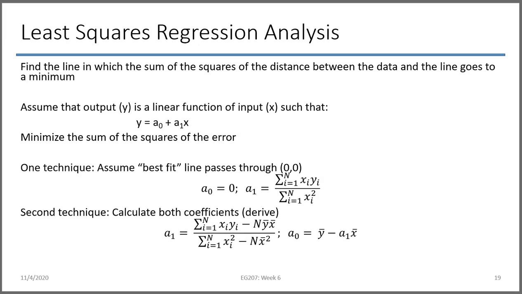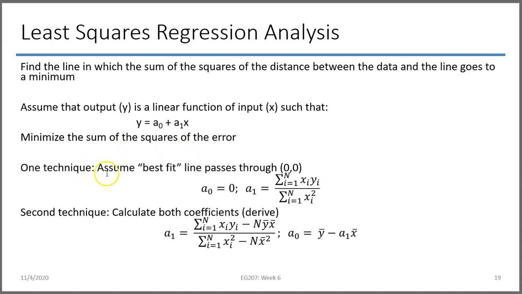So we have our typical equation for a line, y equals mx plus b. In this case, we're saying y equals a1 times x, so a1 is our slope, and a naught is our y-intercept value. And so if we want to minimize the sum of the squares of our error, we can follow this process to ensure that we find the line that minimizes that. This is the line that on average is the closest to our data points as we could get.